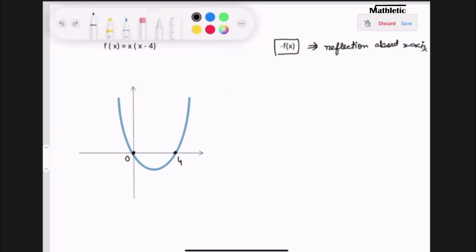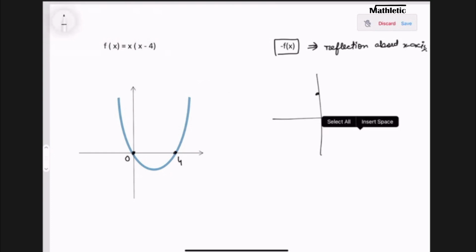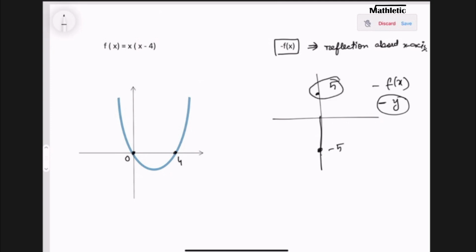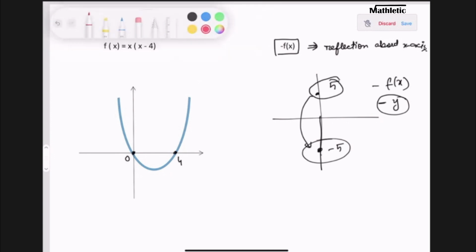Basically it's a reflection about x-axis. Suppose you have a point of 5, and since we are working with minus f of x, you are actually changing the sign of the y coordinates, right? So the point which was at a positive part is now converted into a negative one. The value is the same, it's still 5, but it's just minus 5 instead of 5. So as you can see, this point is just reflected about x-axis. So that's easy to actually transform this curve.